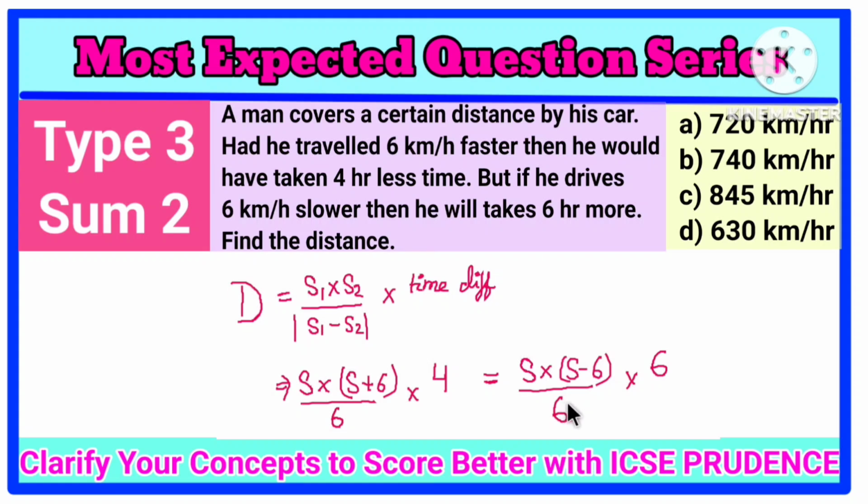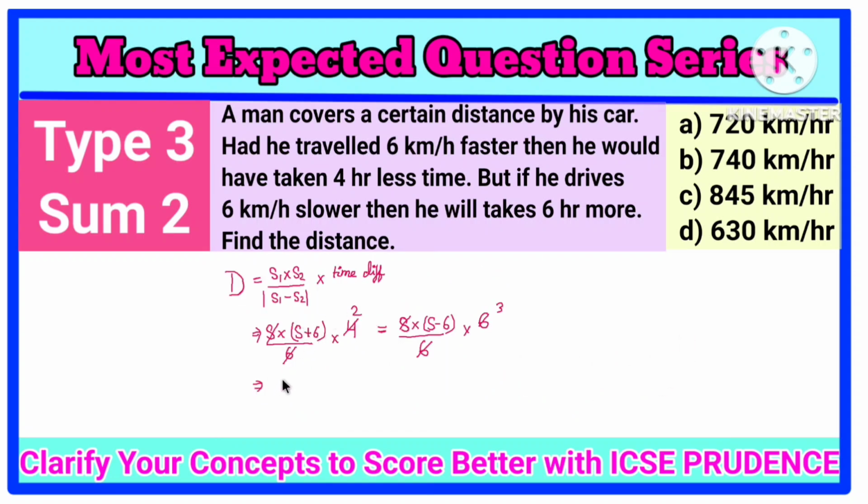So now let us calculate. Here 6 and 6 will get cancelled, here s and s will get cancelled, here you will get 2, and here you will get 3 2s are 6. So now let us multiply. Here you will get 2s + 2 into 6, that is 12.